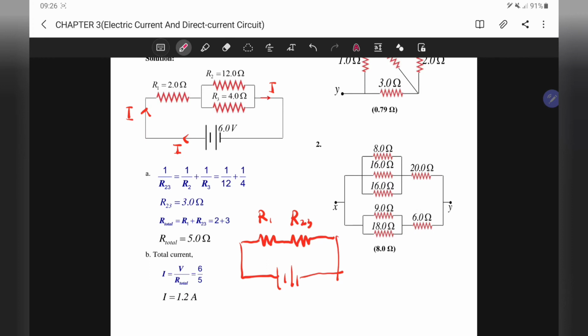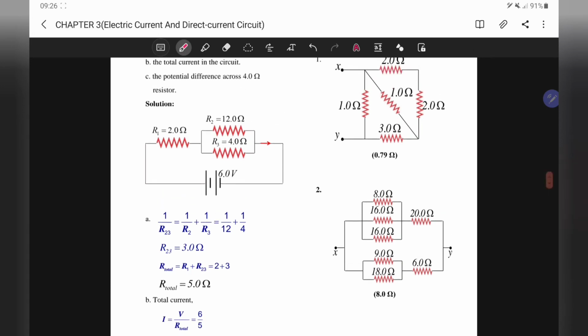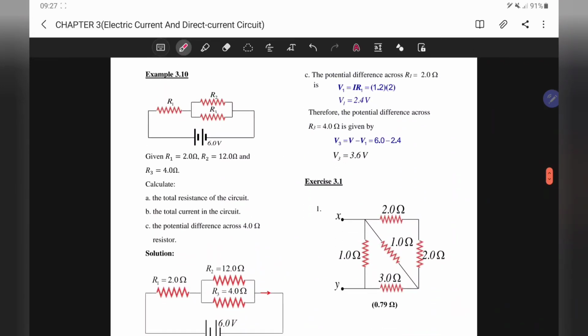And then they ask you to calculate I total. So I total equals V total over R total. V total given is 6 volts and R total is 5 ohms, giving you 1.2 amperes. Normally question B just relates to question A. So if you get A wrong, of course B will also be wrong. So be careful in answering that question. And lastly, they ask you to calculate the potential difference across the 4 ohms resistor. So they ask you to find the V drop by this resistor, which is V3.